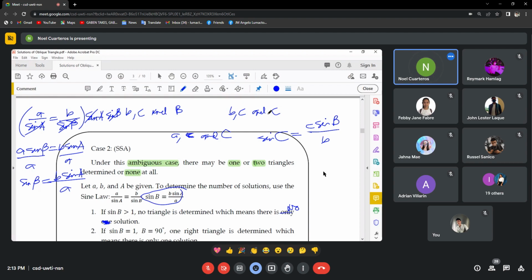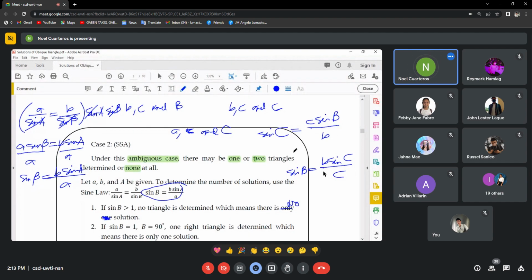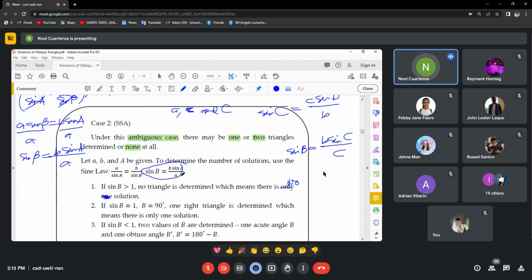For example, kini, given ang yang angle C, pangitahan niyo mga sine B, you will have sine B is equal to b sine C all over c. So, puli-pulihan lang nini mo na sila class. Okay. Kung ang result na kuno ni ani class is less than 1, there is no triangle form. So, since wala man kay triangle na ma-form, it means that there is no solutions for this problem.